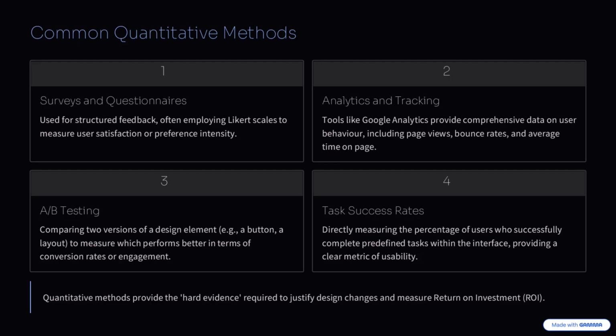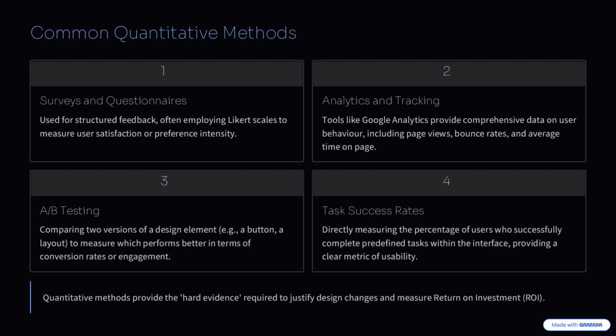Things like Google Analytics, or maybe trackers built into an app, they give us that ground truth. Which pages get the most views? Which ones make people leave immediately? The bounce rate? What's the average time they spend on a page? And this data just flows in constantly. We don't even have to ask for it sometimes. Exactly. And there's the classic comparative tool, A/B testing.